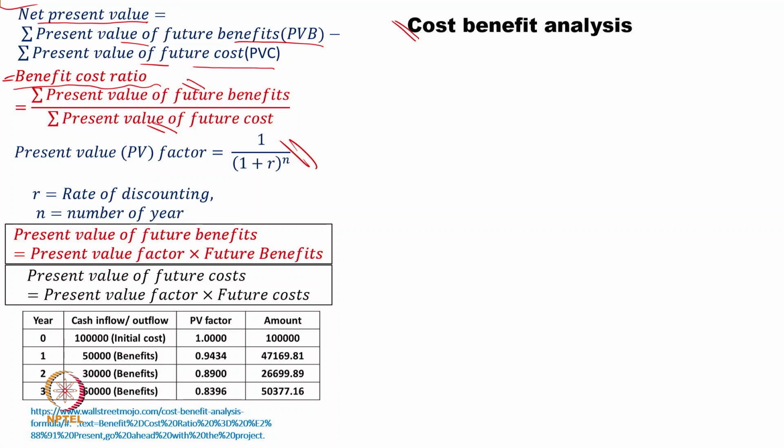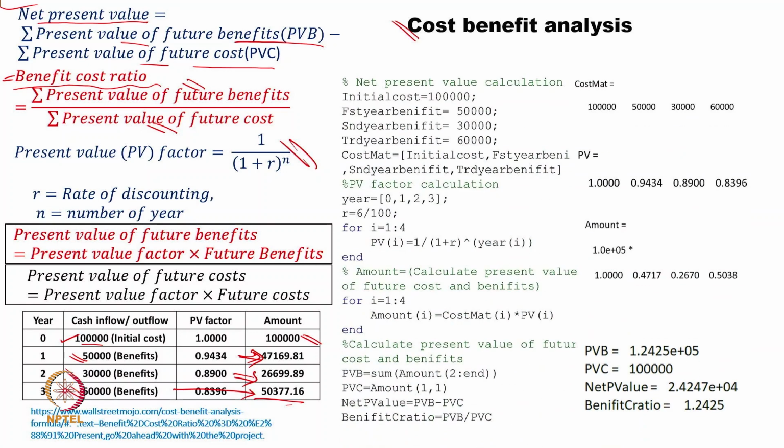So here in this case we are showing that the initial cost is something like 100,000, the benefit after the first year is 50,000, the benefit in the second year 30,000, and the benefit in the third year 60,000. So overall it is a 3 years duration. We can compare here; the initial cost we need to convert to present time. Instead of 50,000 it will turn out to be 47,169, instead of 30,000 it turns out to be 26,699, and instead of 60,000 it turns out to be 50,377. Now we need to sum up and then calculate.